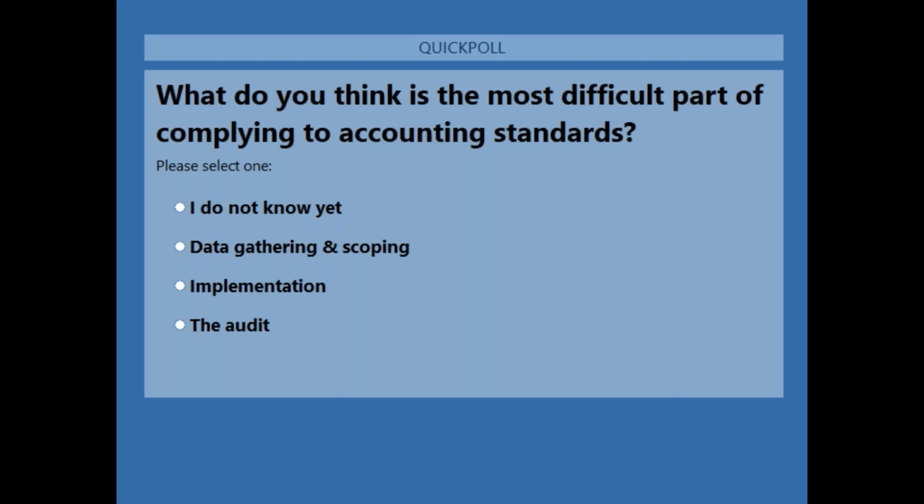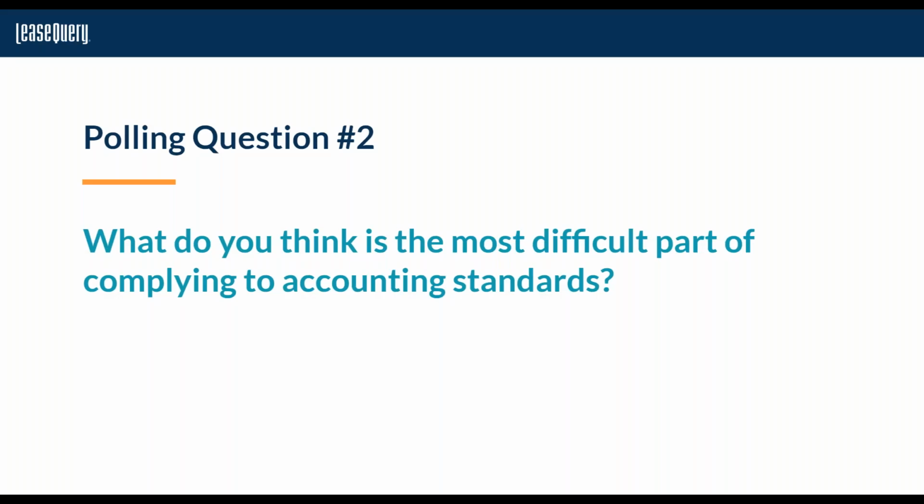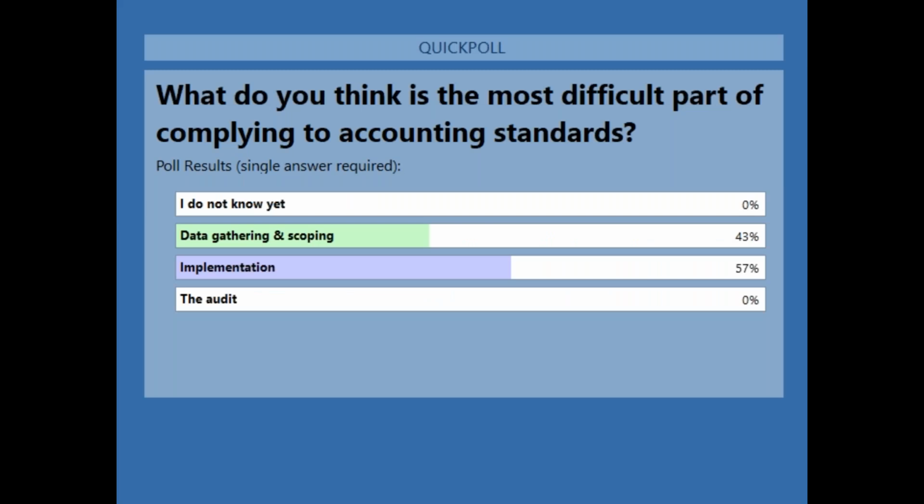Once again, we're sort of divided along the same lines, Ben. Gotcha. And I think most people have responded, so we're going to close this one out in just a second. So if you haven't selected your answer yet. So Ben, it looks like we're almost divided half and half. So about 43% think that the most difficult part is the data gathering and the scope. And then the other 57% is worried about implementation.